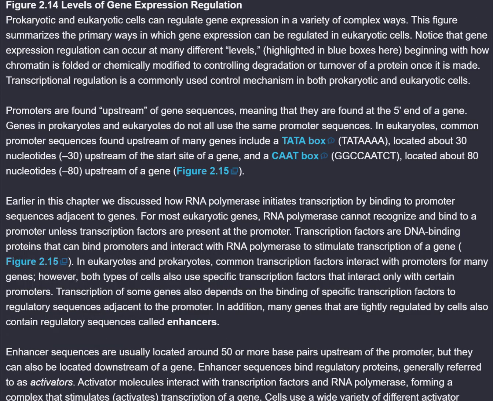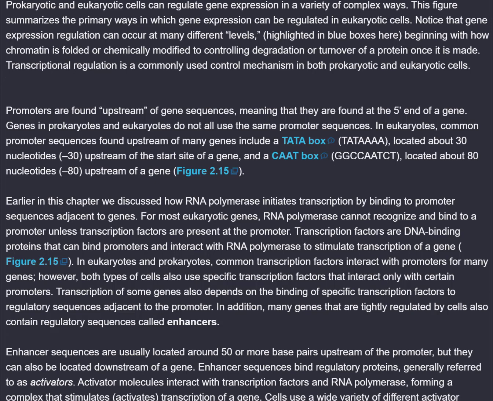Figure 2.14 Levels of gene expression regulation. Prokaryotic and eukaryotic cells can regulate gene expression in a variety of complex ways. This figure summarizes the primary ways in which gene expression can be regulated in eukaryotic cells. Notice that gene expression regulation can occur at many different levels, highlighted in blue boxes here, beginning with how chromatin is folded or chemically modified to controlling degradation or turnover of a protein once it is made. Transcriptional regulation is a commonly used control mechanism in both prokaryotic and eukaryotic cells.